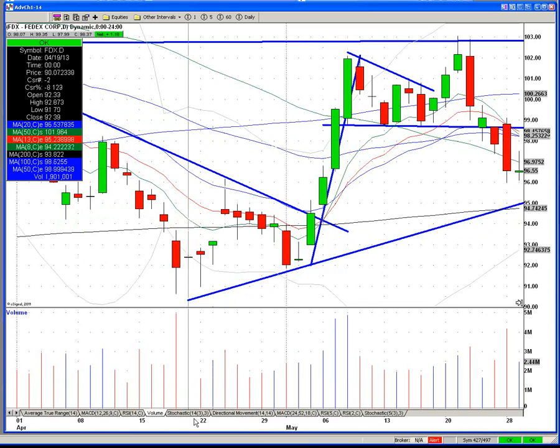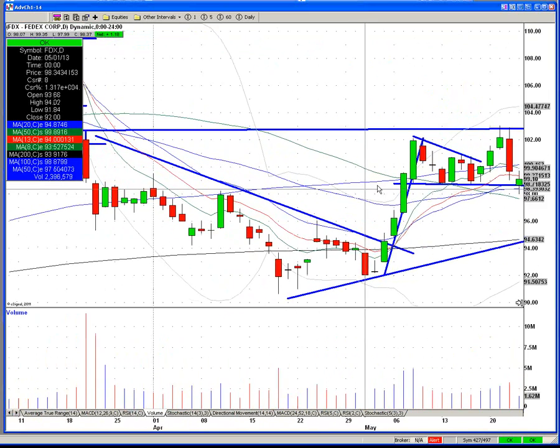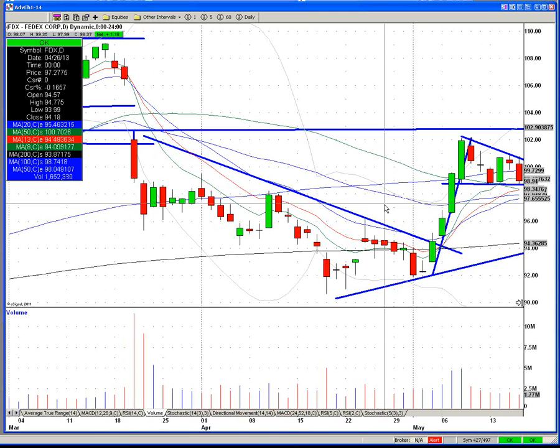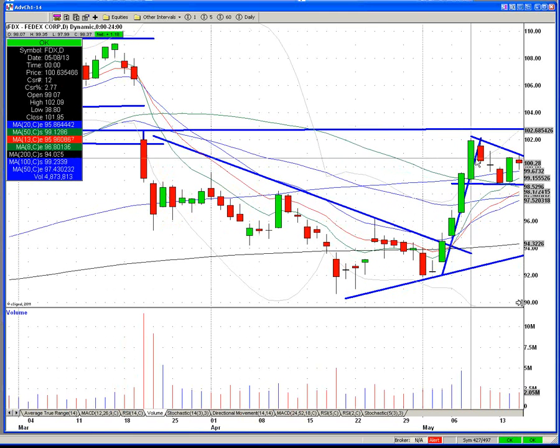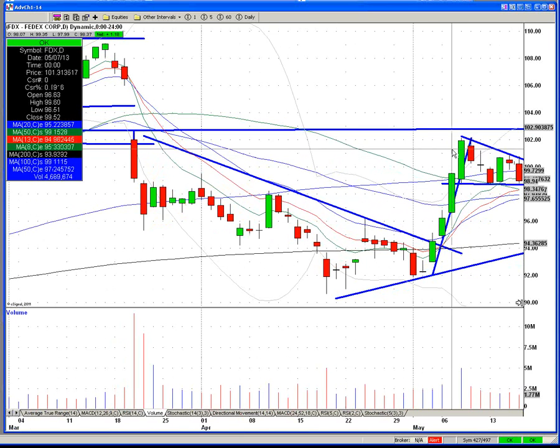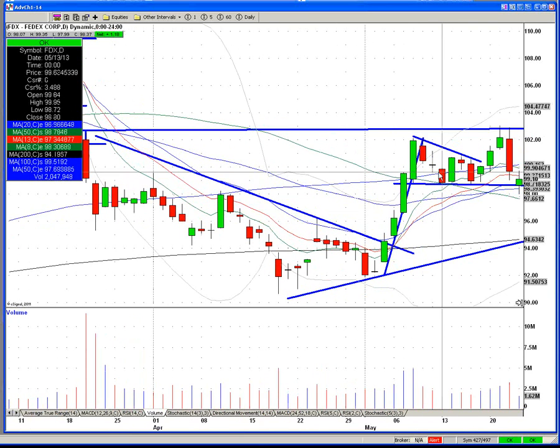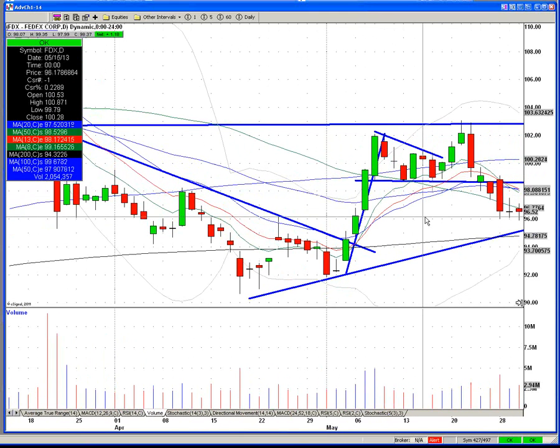In my mind, these power moves mean that some institution, some mutual fund, some major player is taking a huge position in this stock. And after it settles down for a day or 2, I'm going to look for some sort of resumption of the trend, for some sort of support level to come back into play, where I could try to find some sort of trading opportunity.